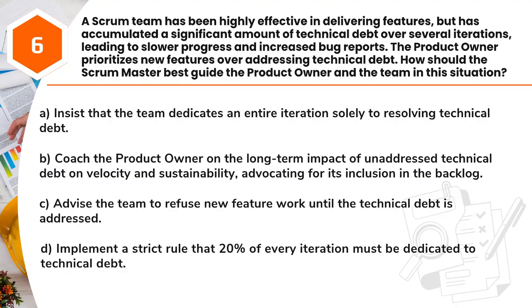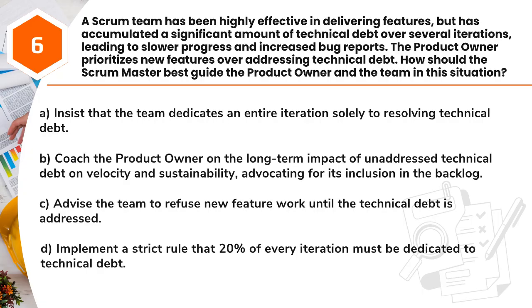Question 6. A Scrum team has been highly effective in delivering features, but has accumulated a significant amount of technical debt over several iterations, leading to slower progress and increased bug reports. The product owner prioritizes new features over addressing technical debt. How should the Scrum Master best guide the product owner and the team in this situation? A. Insist that the team dedicates an entire iteration solely to resolving technical debt.